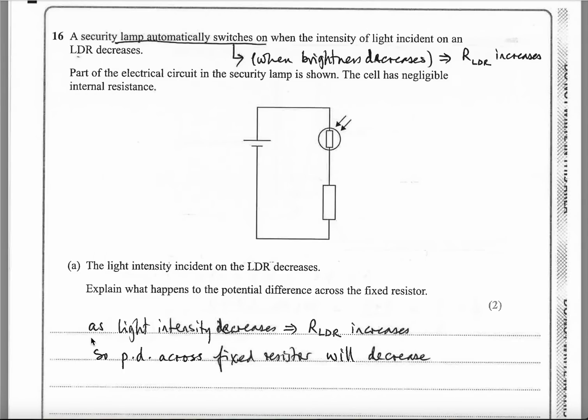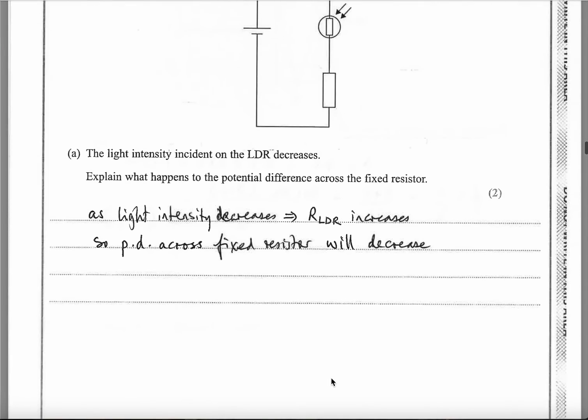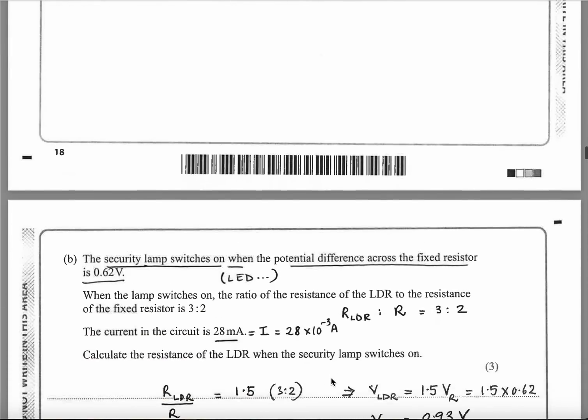So as I put here, for the 2 marks, as the light intensity decreases, the resistance of the LDR increases, so the PD across the fixed resistor will decrease because it's a lower percentage. But they just want you to explain it in 2 points. And you could put because it's a potential divider circuit, okay? But that's all you need to put for the marks to be awarded.